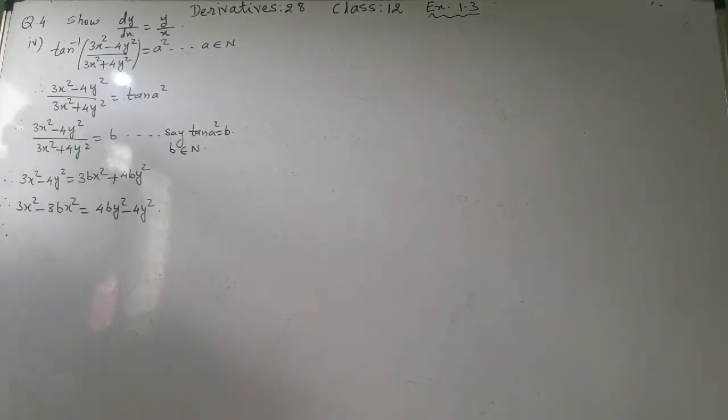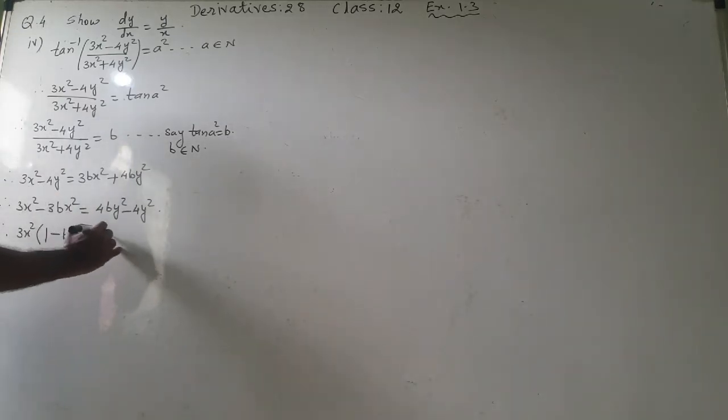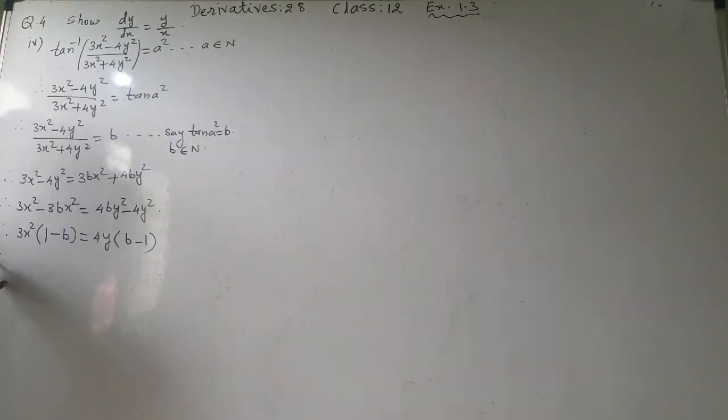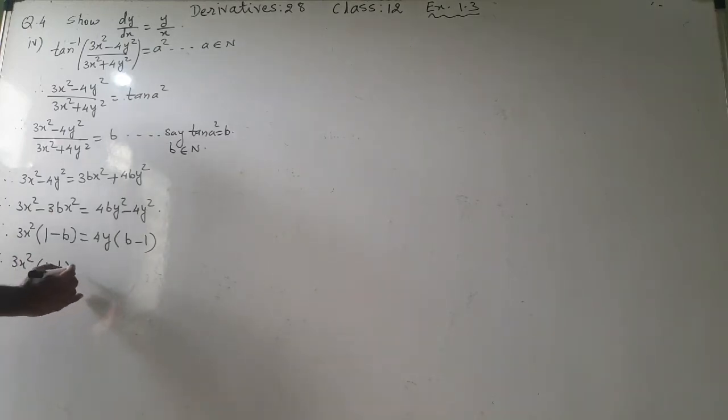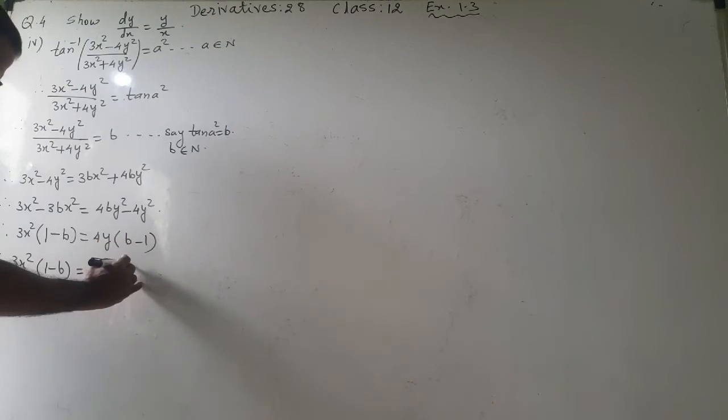So what is common? Common is 3 and x square. So 3x square is common. What is remaining? 1 minus b. What is common here? 4y is common. What is remaining? B, check it, minus 1. Therefore, 3x square into bracket 1 minus b is equal to minus 4y into, this will become plus and this will become 1 minus b.